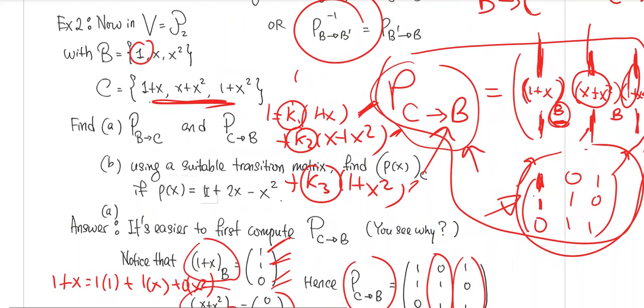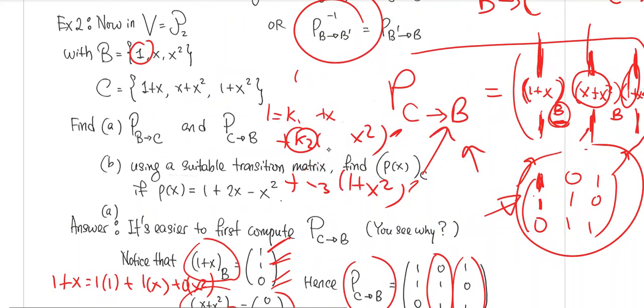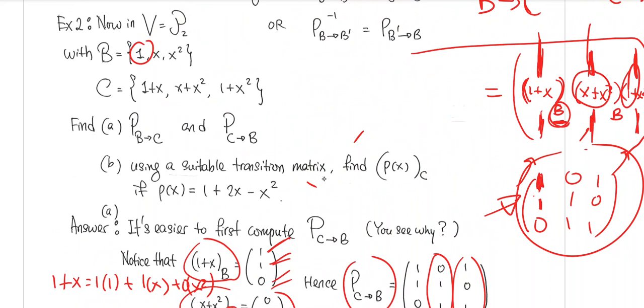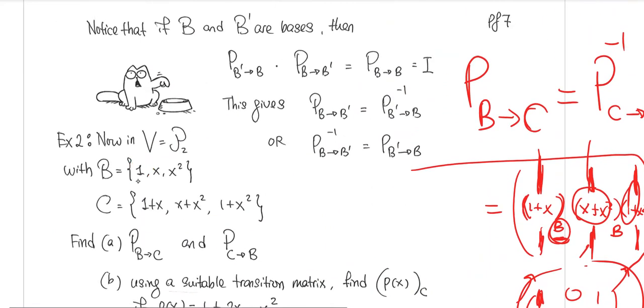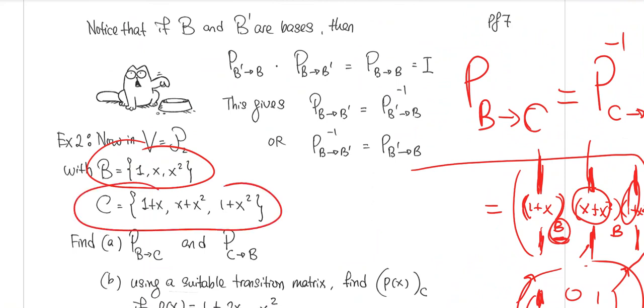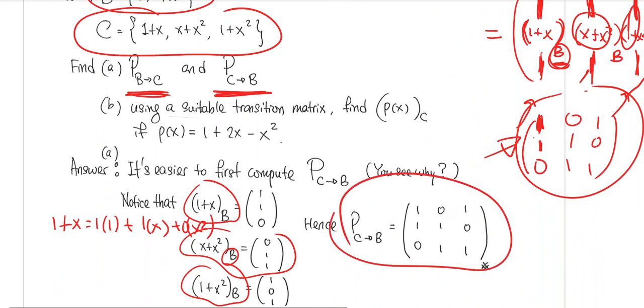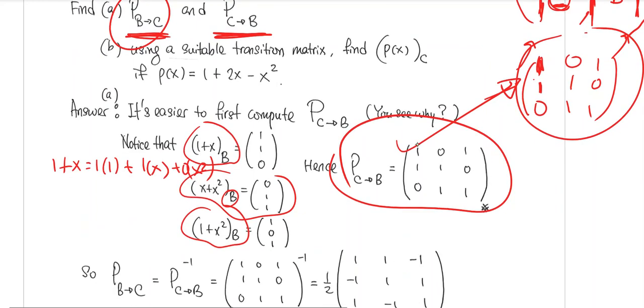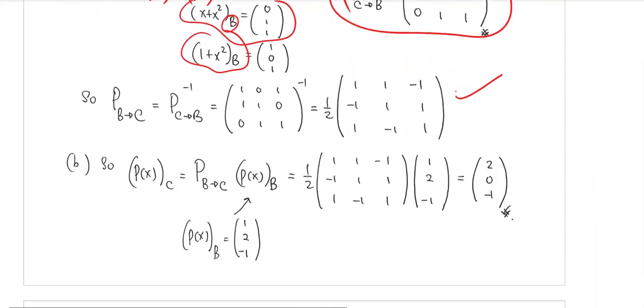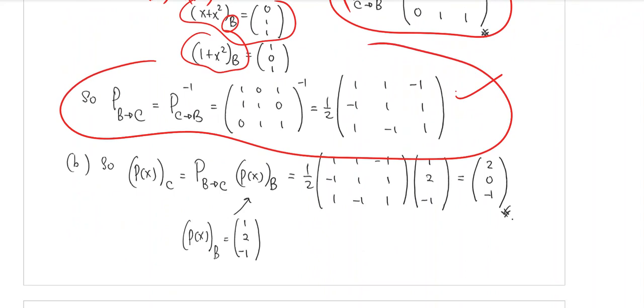Okay, so let's erase all this and look at the question itself. The question is you have this basis B and this basis C in this vector space. They ask you to find these two transition matrices. And you know that this transition matrix is actually easier to find. So you find it, take the inverse, and you will see that this is the other transition matrix, the one from B to C, that is slightly harder to find.